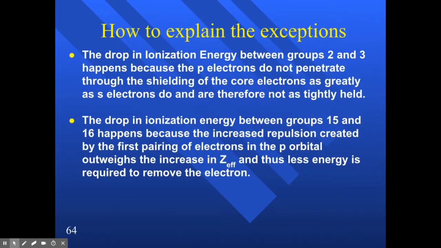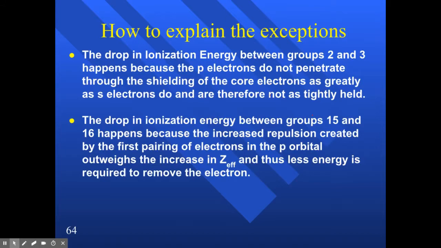Okay, so how to explain these exceptions? The drop in ionization between groups 2 and 13 happens because the p electrons do not penetrate through the shielding of the core electrons as greatly as the s electrons do and are therefore not as tightly held, resulting in lower ionization energy.